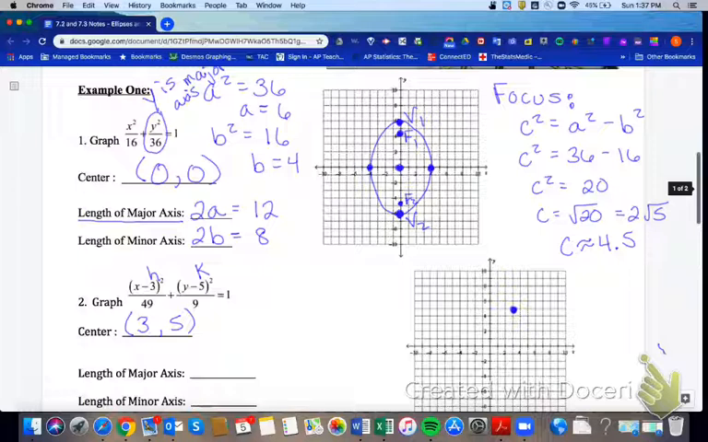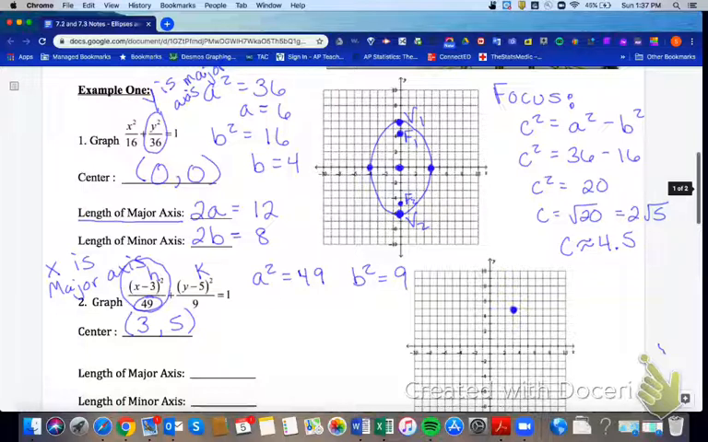Now, look to see which number in the denominator is the biggest. That's 49, so that's a squared. And if a squared is 49, that means the other number, b squared, is 9. The largest number this time is underneath x. So that means x is the major axis. So this ellipse will be longest horizontally.